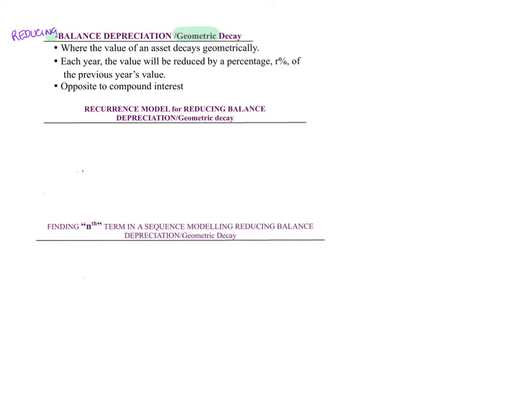So when you have decay and it's geometric, it means you're timesing by a number less than 1, yeah? Because that's how it will decay. All right, so we're going to see that in a minute. So the value of the asset gets smaller and smaller, and every time the amount that it drops by will change as well. Because if you say you drop by 10%, say in the first year, and it was $100, you would drop $10. In the next year, you would be at 90.